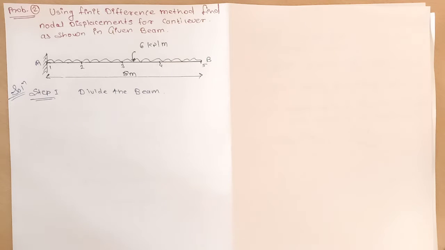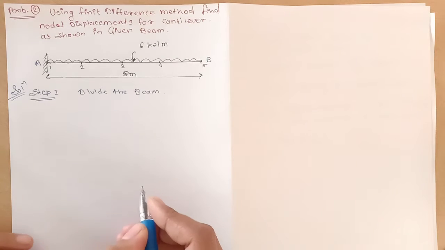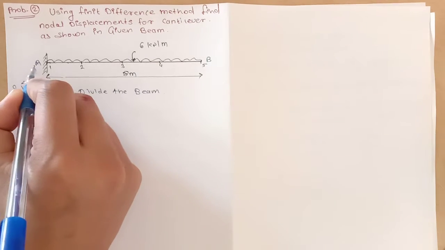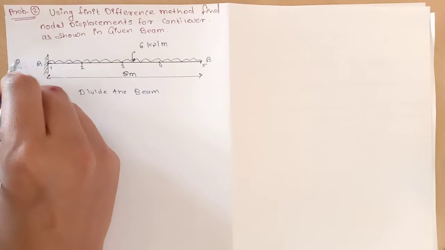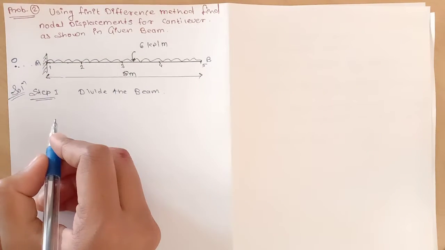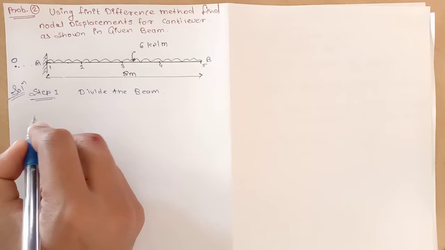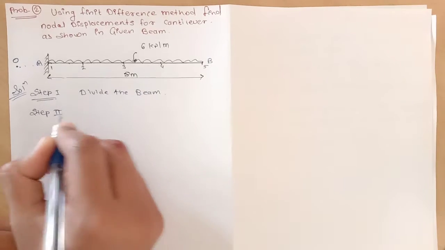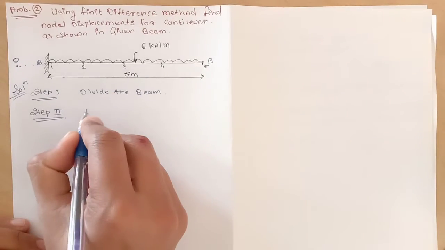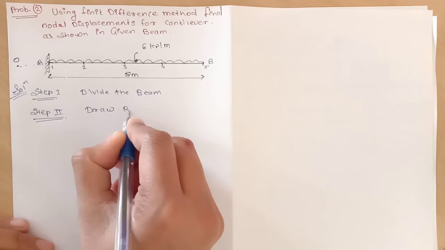Then the solution. In the first step, divide the beam into 4 equal parts. That means 8 divided by 4, so the distance between two nodes is 2 meters. Then next, assume a dummy node 0 towards the left of the fixed support. Then next is step number two, draw the bending moment diagram.